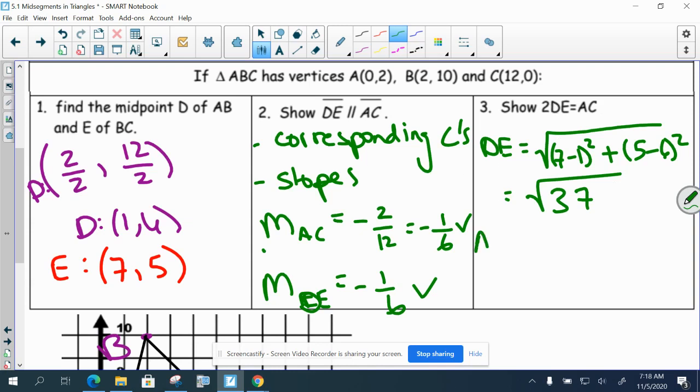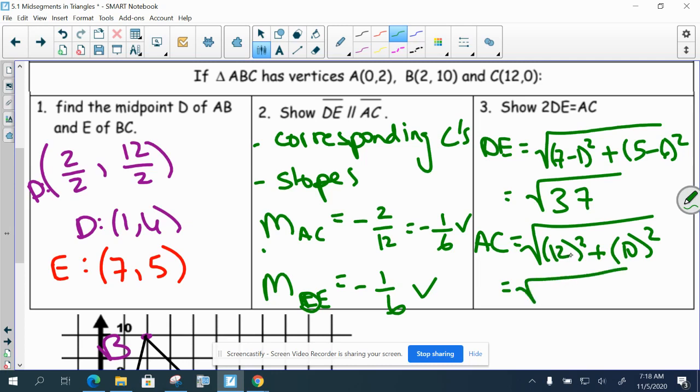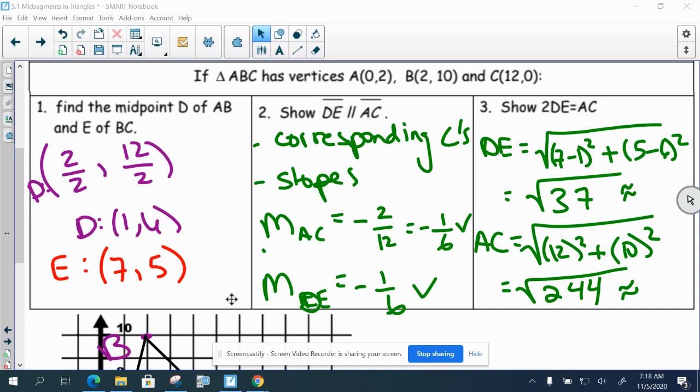So let's find AC. So AC would be, using the points up here, 12 minus 0 is just 12, plus 0 minus 10 is just 10 squared. So this would be 144 plus 100, so 244. Now, this is what I'm talking about. So right now, it doesn't look like 37 is twice 244, right? But we have to evaluate the actual square roots. So if you type those into your calculator, let's see if I can bring up my calculator here.